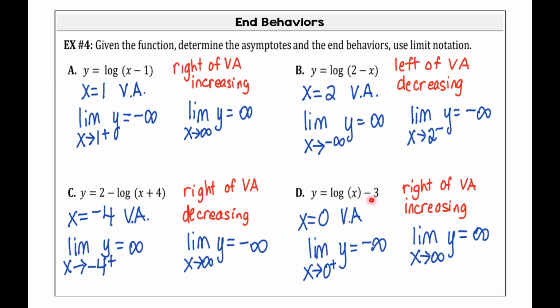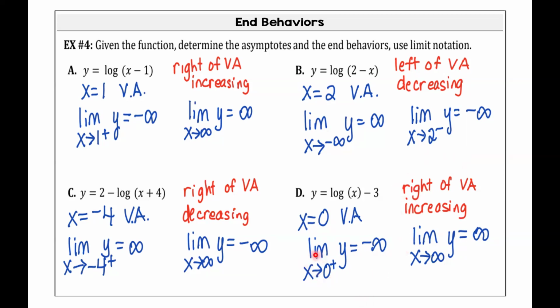This -3 tells me that my function shifted down 3 units. Because of this shift, it doesn't have any impact on our asymptote or anything. It's just shifting the graph down. So we're still right of our vertical asymptote and we're still increasing, right? Still to the right and increasing.